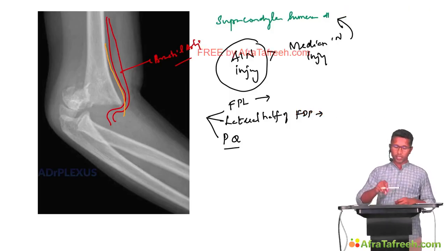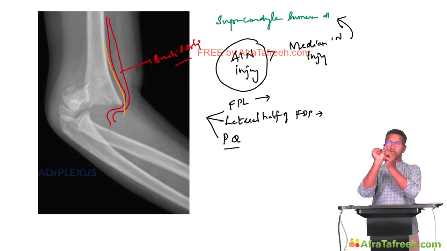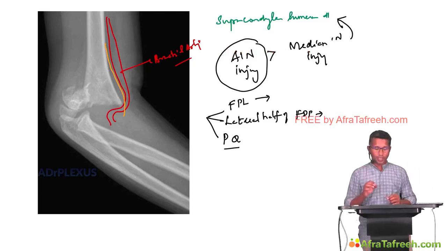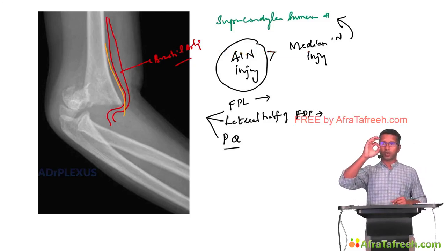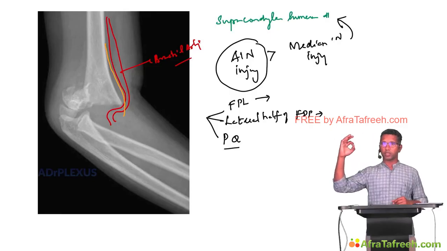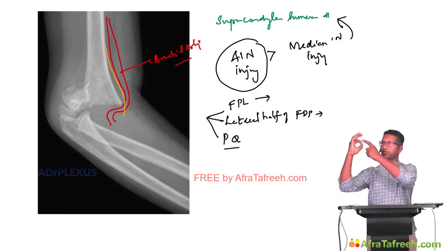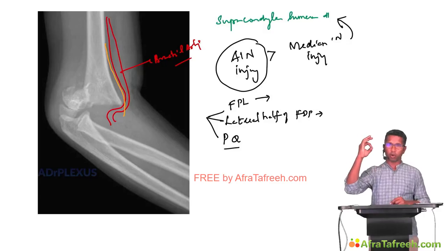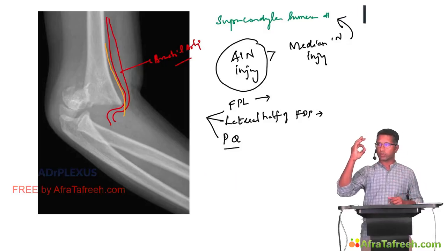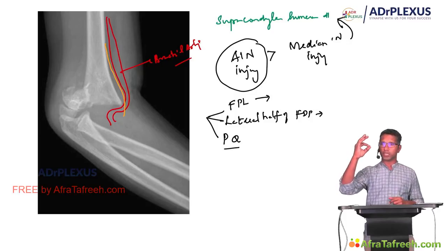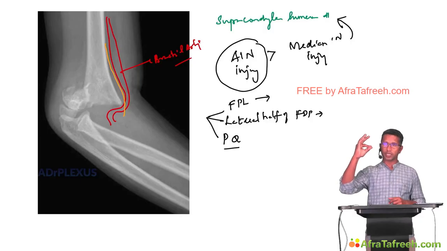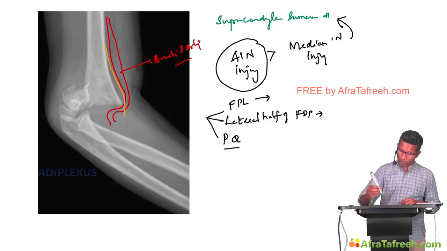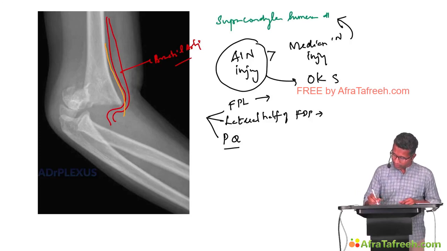When it is not working, you cannot do interphalangeal joint flexion and you cannot do distal interphalangeal joint flexion. So if you ask the patient to make an OK sign like this, this is a proper OK sign, where you can see flexion of the distal interphalangeal joint and flexion of the interphalangeal joint of the thumb. If the anterior interosseous nerve is not working, the patient will not be able to make a proper OK sign, because the distal interphalangeal joints will go into extension and the patient will show an OK sign like this.